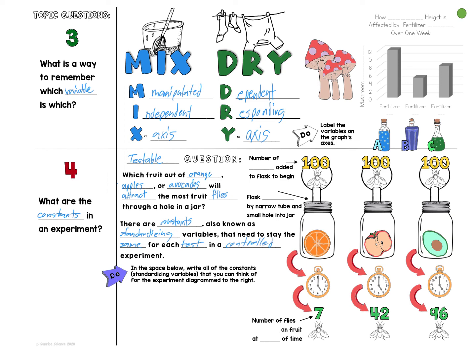Notice how in this experiment the number of flies added to the flask to begin with is 100. The flask is attached by a narrow tube and a small hole into the jar. And then the number at the end is the number of flies counted on the fruit at the end of the time.